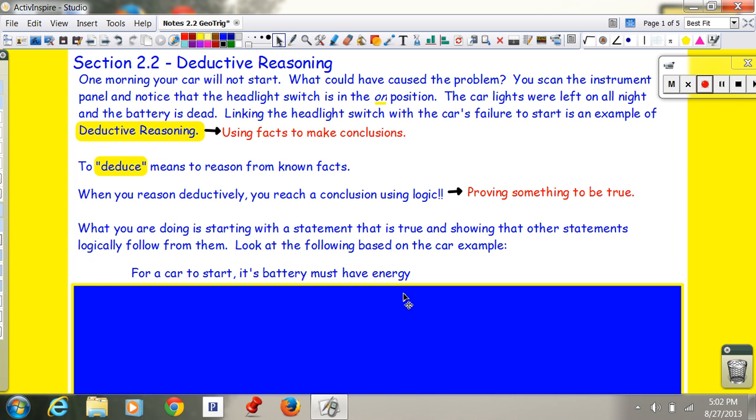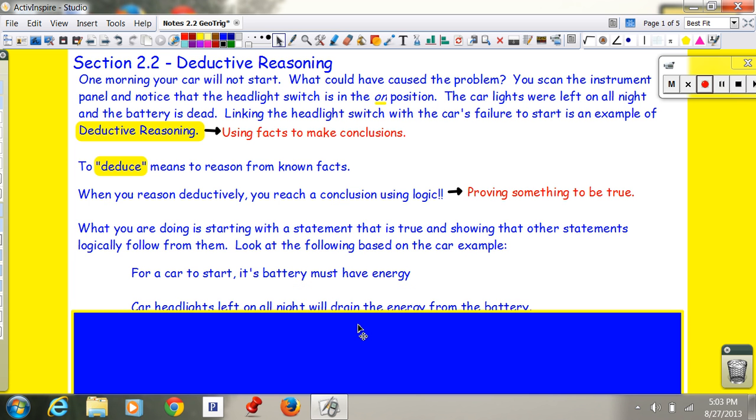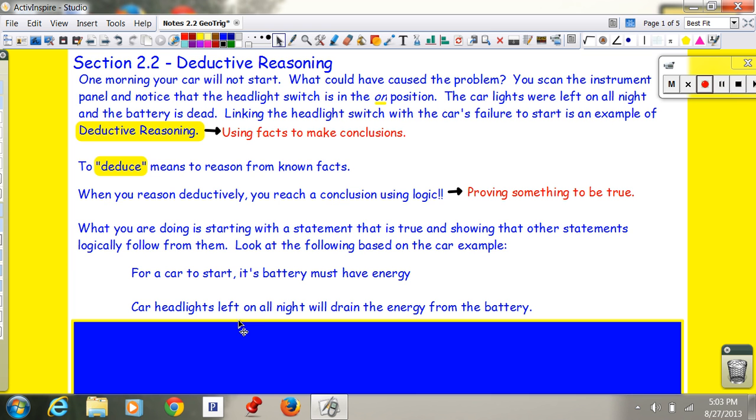For a car to start, its battery must have energy. That's a logical conclusion. If the car is going to start, the battery has to have energy in order to start the car. That's a true statement. That is a fact. Now, from that fact, we can also say that car headlights left on all night will drain the energy from the battery. So if you leave the headlights on, a fact is that the battery is going to get drained. It's happened to me before, so I know it's true.